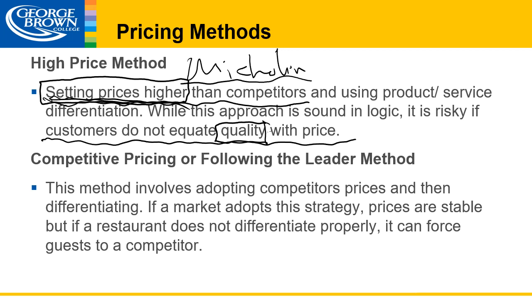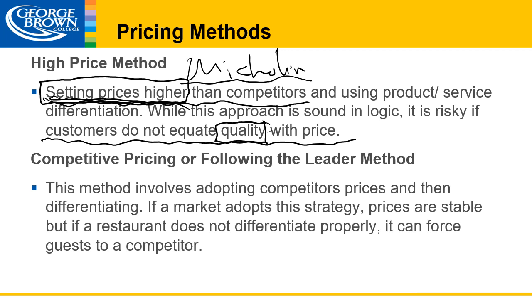Next is kind of a similar pricing method in the sense that it takes into consideration the competitive environment, but competitive pricing involves adopting competitors' prices and then differentiating. So this is a strategy where we price our products very similar to our competition, and then differentiate by increasing service quality or increasing food quality or offering something different.